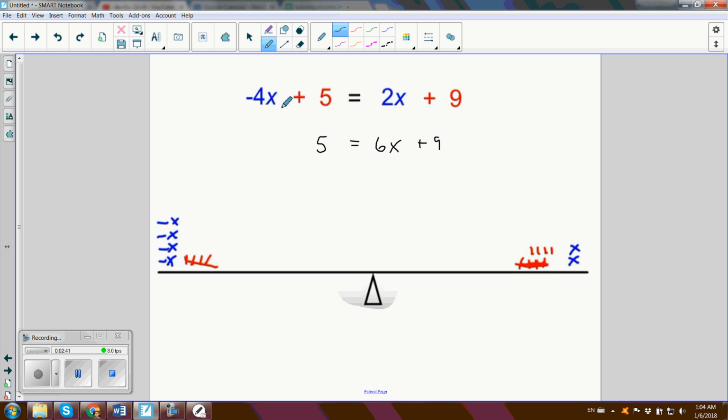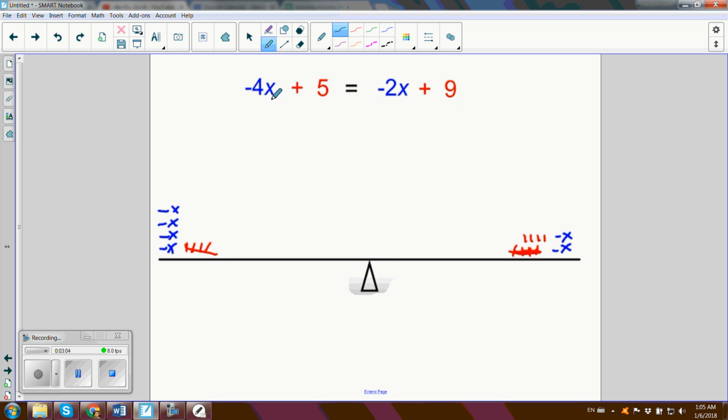Everything else stays the same, but we put 4 positive x's over here to cancel out 4 negative x's. Those 4 positive x's got added to the 2 positive x's to make 6x. But really, it's just a comparison. 2x is 6x more than negative 4x.